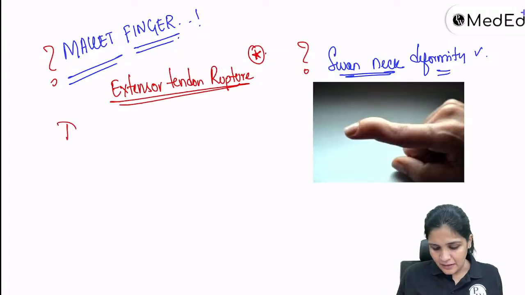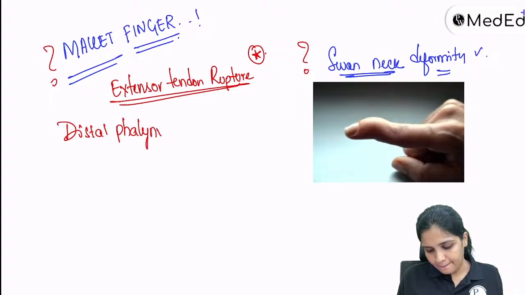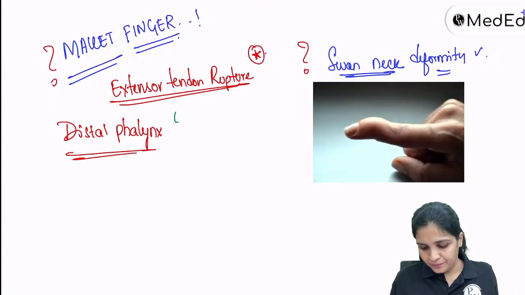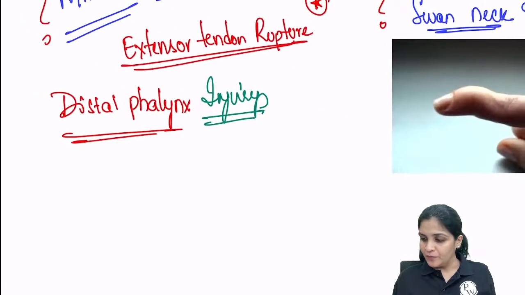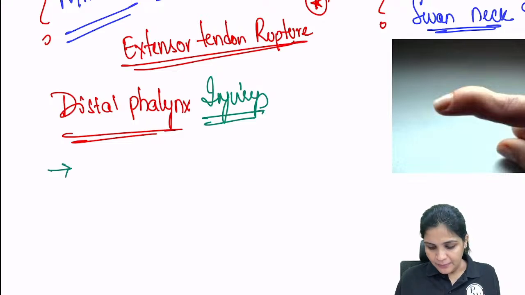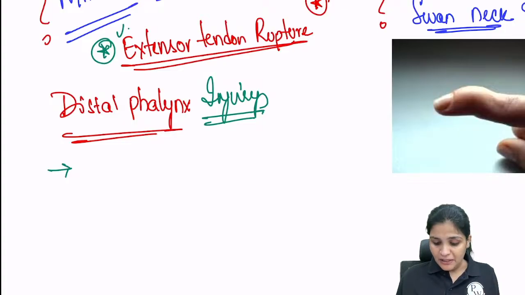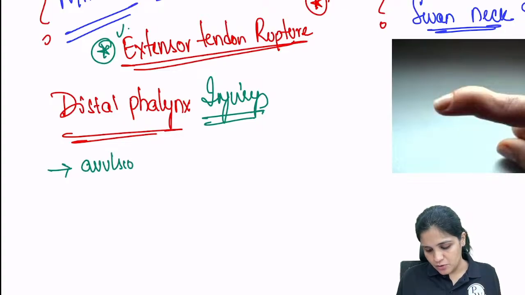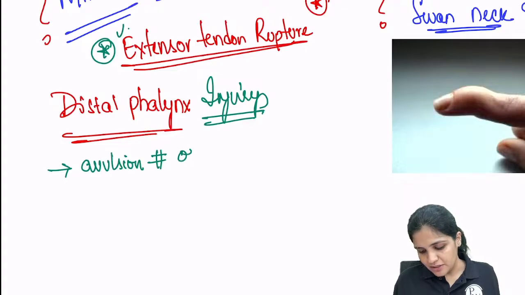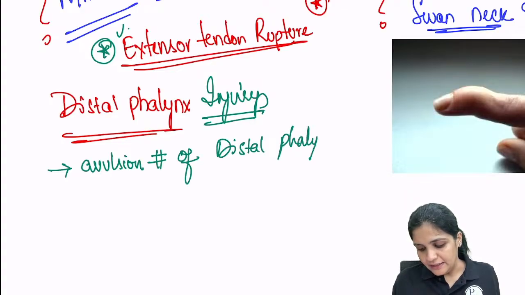So this is a distal phalanx injury. Right? Usually what happens is, as Rajan has told us, there will be an extensor tendon rupture. Because of that, the finger goes into flexion. And this could sometimes be an avulsion fracture also. Avulsion fracture of the distal phalanx, right?